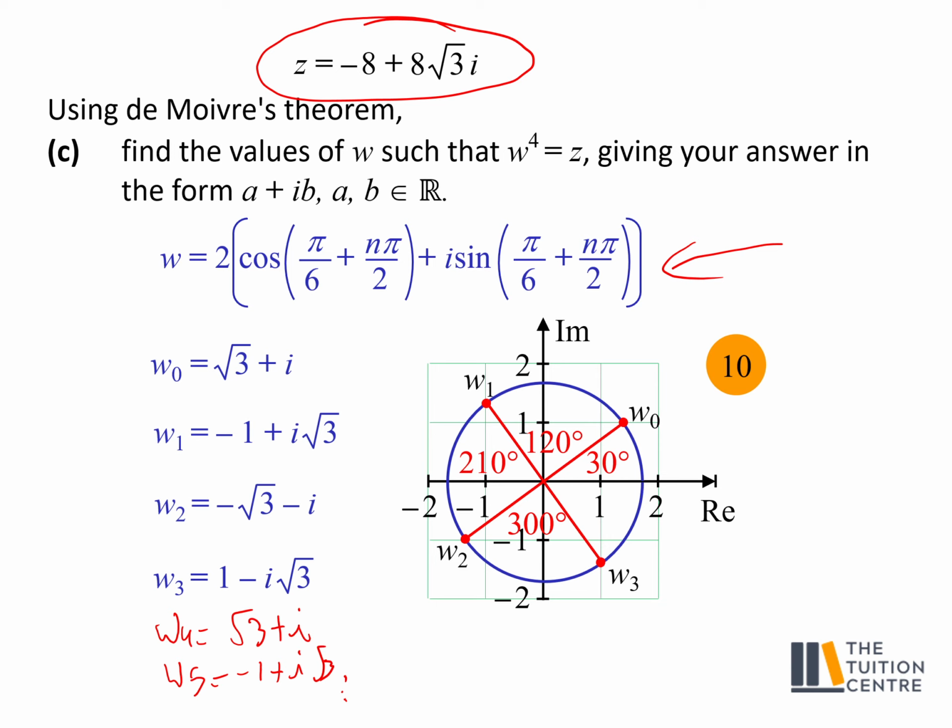Where you use the general polar form, generally you're going to have something like this written down: w to the power of 4 is equal to z. You're solving for w. There's going to be a clue in there somewhere that you need more than one answer. That's when you use the general polar form.